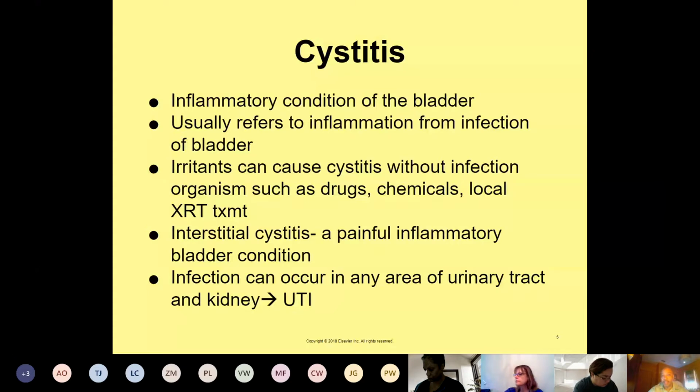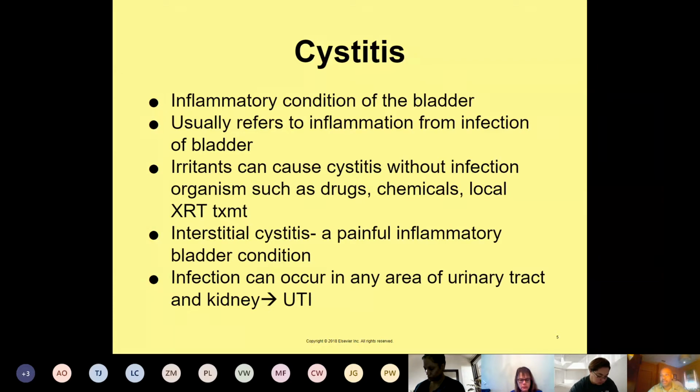Gender, remember females, they have a much shorter urethra. If you think about your anatomy, both male and female, it's a little more difficult for a male to get a UTI than it is for a female, because with females, the urethra is short. Compared to a male's urethra, it is much longer.